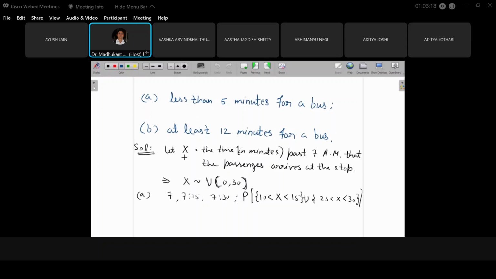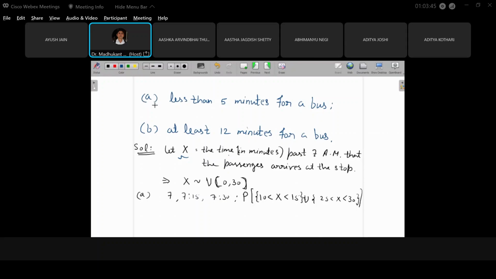Now if I define X as the time in minutes past 7 a.m. that the passenger arrives at the stop, we only have to measure from 7 to 7:30. Then X will follow the uniform distribution over the interval 0 to 30.